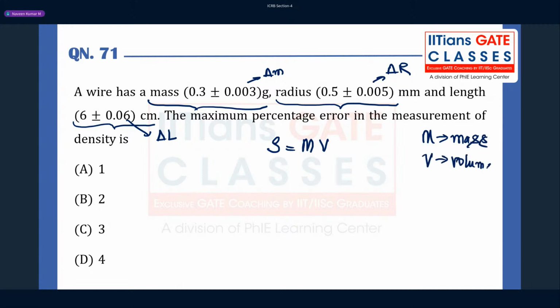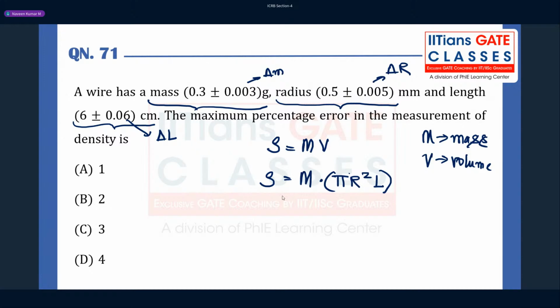As they're giving a radius and length, obviously it is a simple wire, some cylindrical in shape. So the volume is pi by 4 d square L. But they have given the radius, so let's do it in radius. It is pi r square L. Pi r square is area, into length will give you volume. This is density.